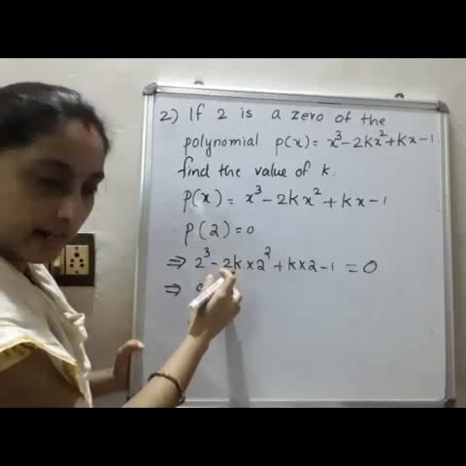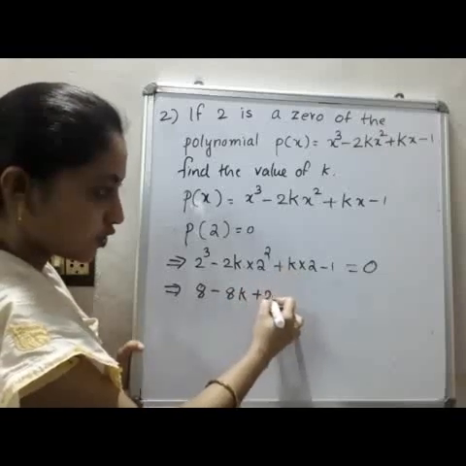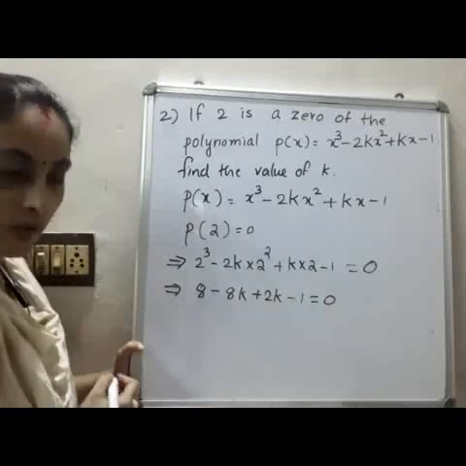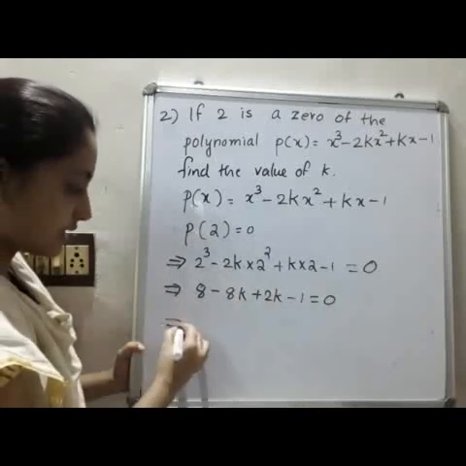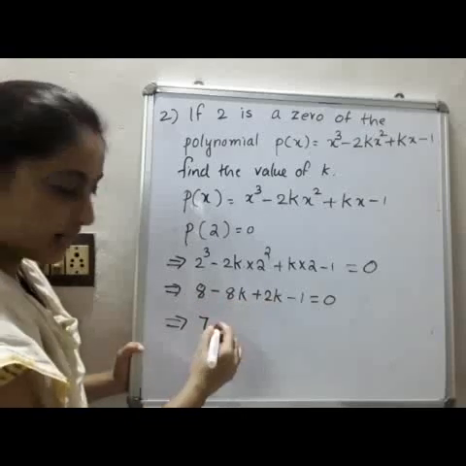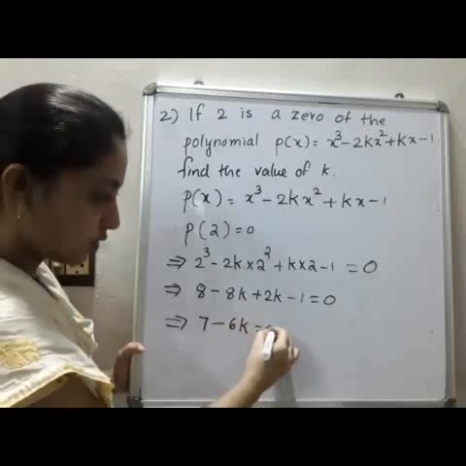4 into 2 is what? 8. So again 8k, then plus 2k. Then here minus 1 is equal to 0. Okay, so 8 minus 1 is what? 7, is it? So 7 minus 8 plus 2, what is that? Minus 6k is equal to 0.